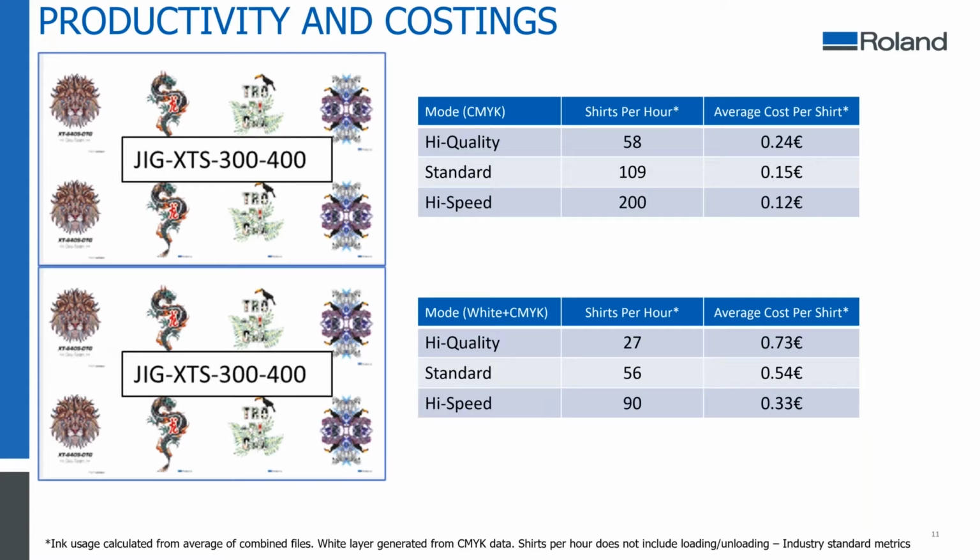If we do the same again, but this time with a layer of white ink for a colored garment, we can achieve around 27 at high quality, 56 at standard, and 90 at high speed.